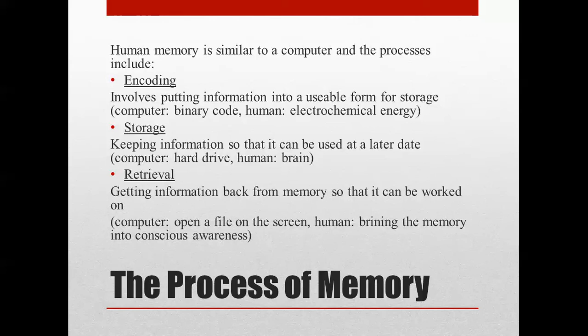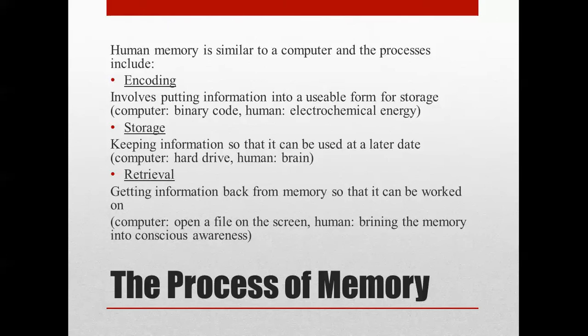So for computers, the letters are changed into a code that the computer can understand. For humans, the outside energy is changed into electrochemical energy, which is the type of energy or messages our human body understands. So encoding means changing. That's the first step that needs to happen for any information to even be understood.